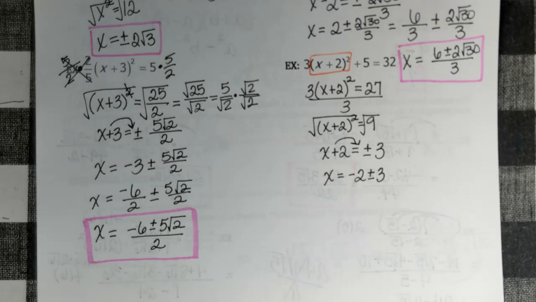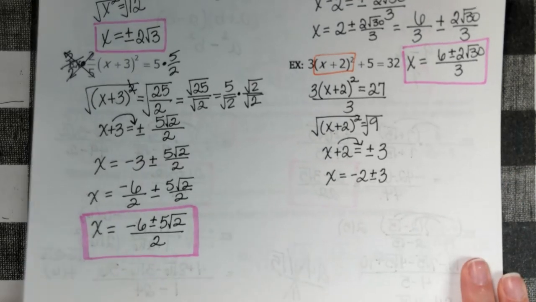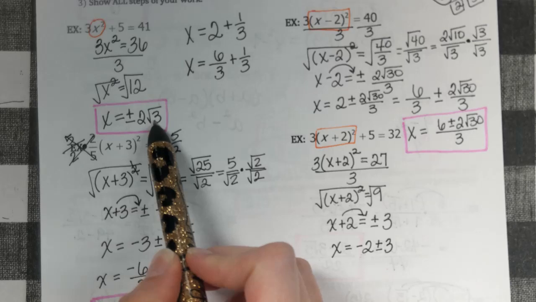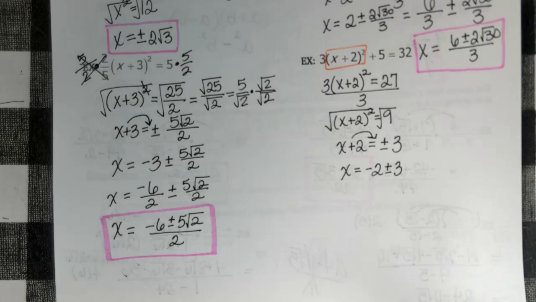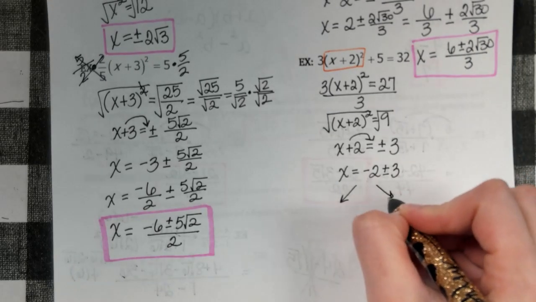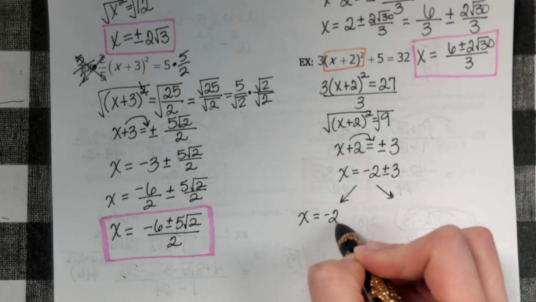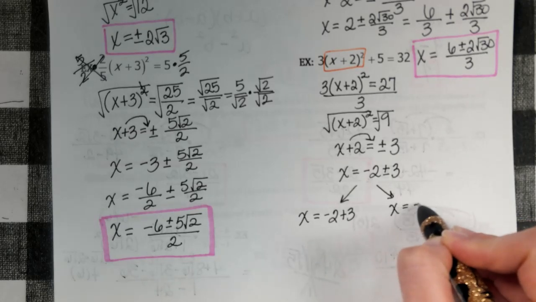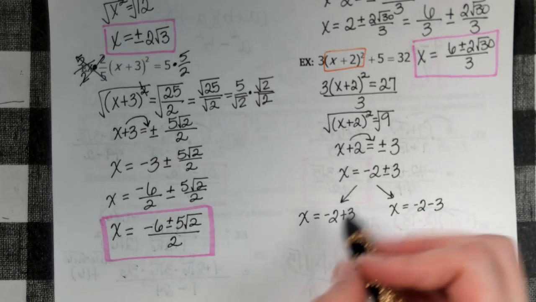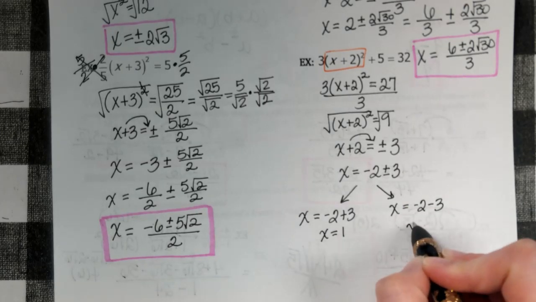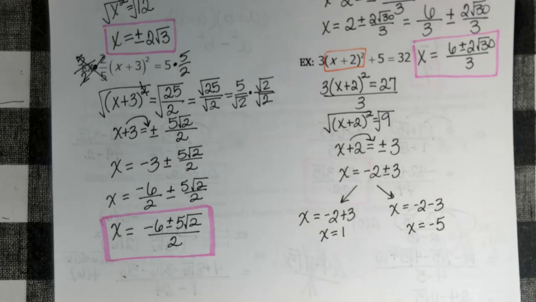What does negative 2 plus or minus 3 really mean? So here I had a radical. Here I had radicals. I don't have a radical here. So you're not going to leave it like that. You're going to split x equals negative 2 plus 3 and x equals negative 2 minus 3. You're going to split the plus and minus and find your 2 actual answers. So when you have a perfect square, you're going to actually work it out and get your 2 specific values. So this is going to be x equals 1 and x equals negative 5.